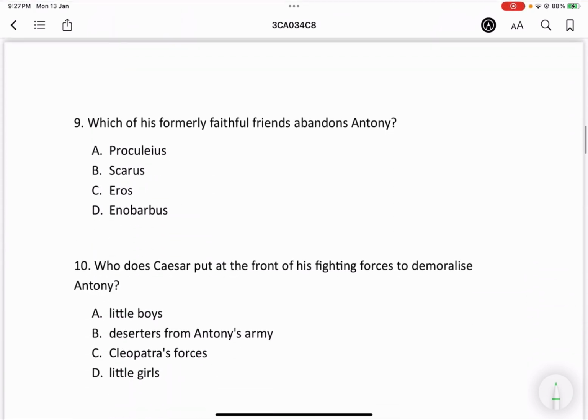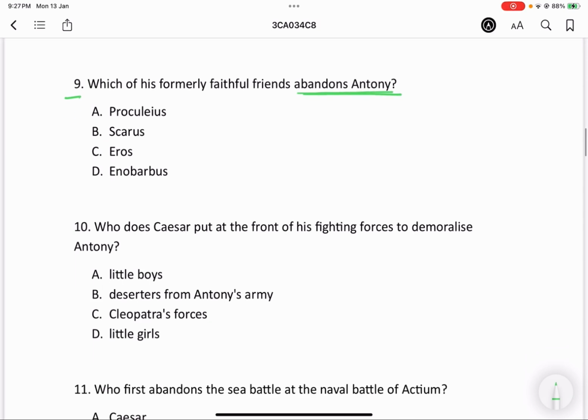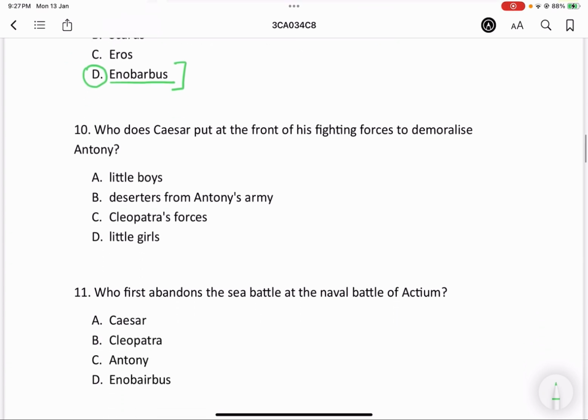Now moving on to question number nine. Which of his formerly faithful friends abandons Antony? This is also an important question. So looking at the options, it's option D. Enobarbus, who was with Antony from the start, abandons him in the final battle. Question number ten. Who does Caesar put at the front of his fighting forces to demoralize Antony?